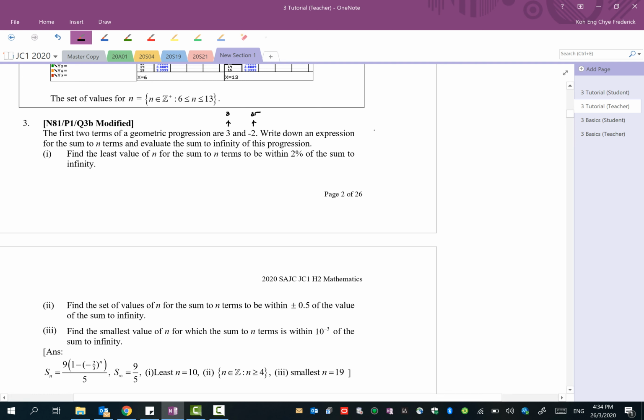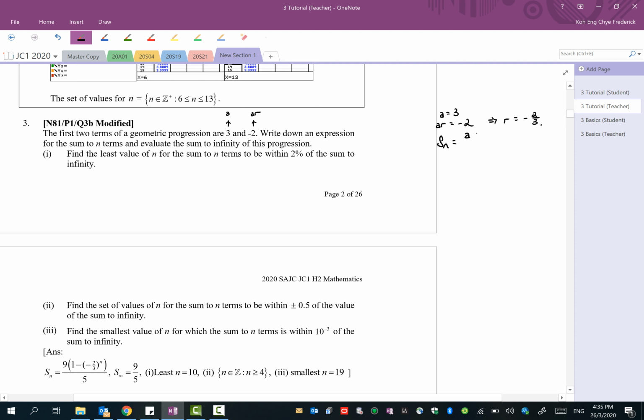So we know that A is equals to 3. We know that AR is equals to -2. That means that we can solve for R, and we know that R is equals to -2/3. So what are we required to find? We are required to find Sn. So Sn, we use the formula.